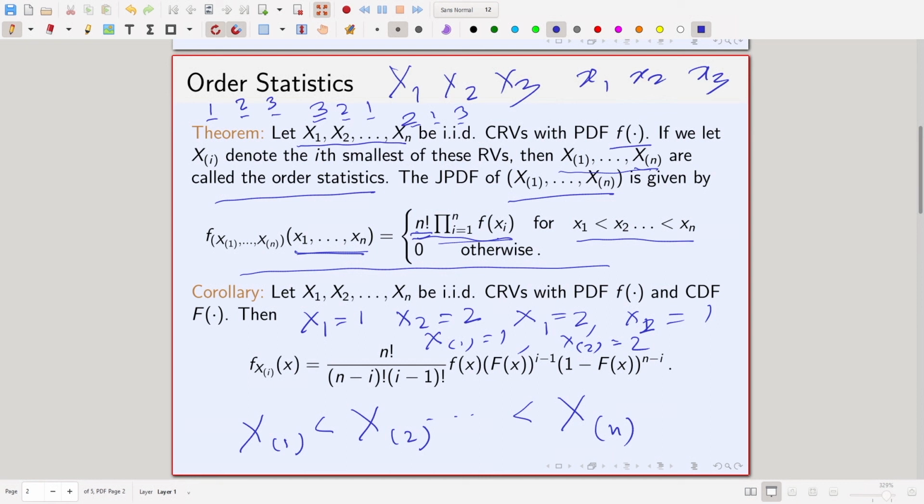Fine. So the n factorial comes because even if you permute the numbers, that will not change the order statistic. Just the example I gave, if x1 is 1 and x2 is 2, or if x1 is 2 and x2 is 1, in both these cases the order statistic is 1, 2. So corresponding to both these possibilities, you get the same order statistic, but here there are just 2 factorial, which is 2. If you have n, then there are n factorial possibilities which will give rise to the same order statistic.